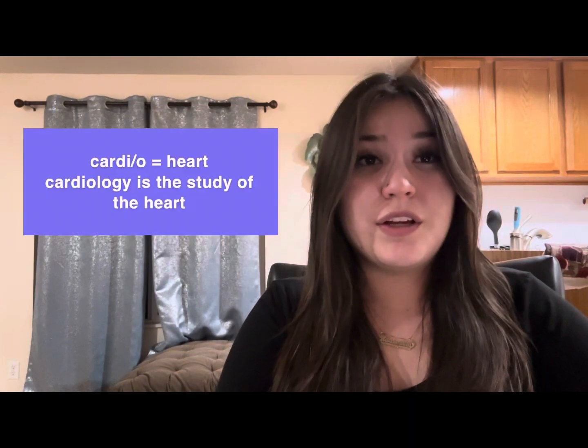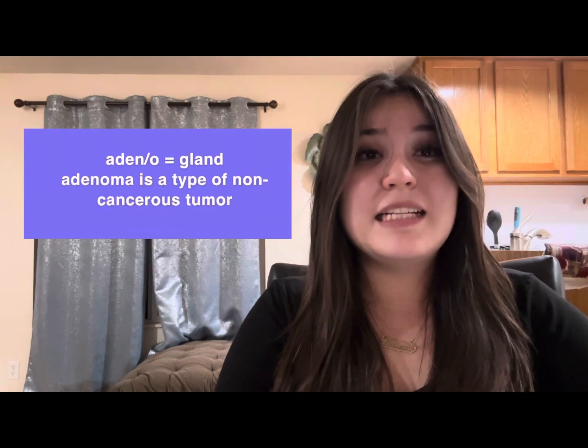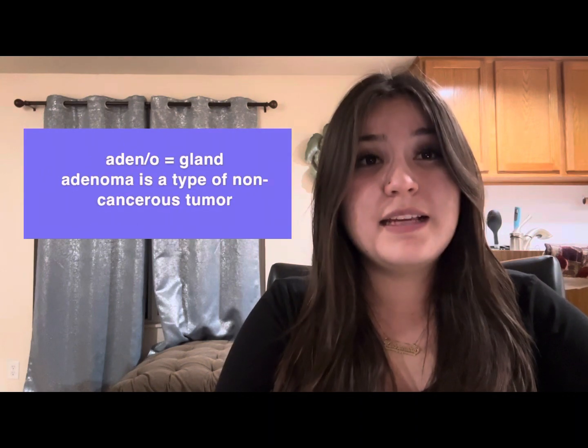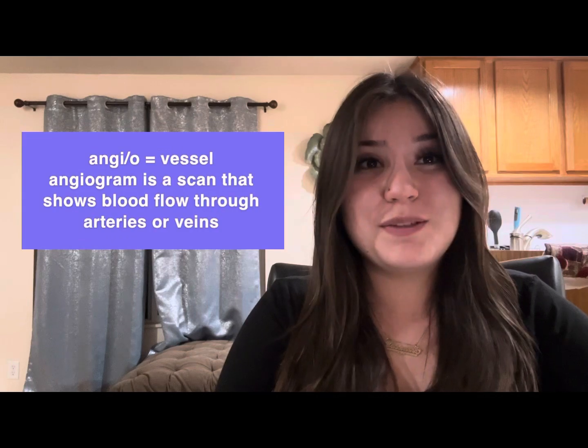Next, we have combining forms. So a combining form is a root word with a vowel attached to the end of it. This usually helps with aiding in pronunciation. Some examples of combining forms include cardio, which means heart, adeno, which represents glands, and angio, which means vessels.